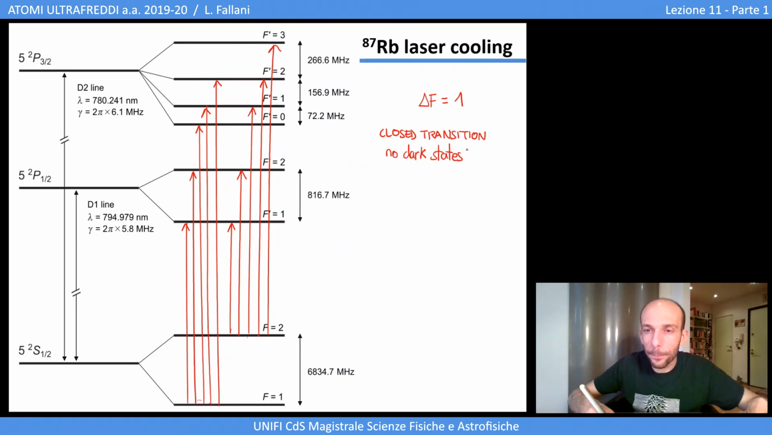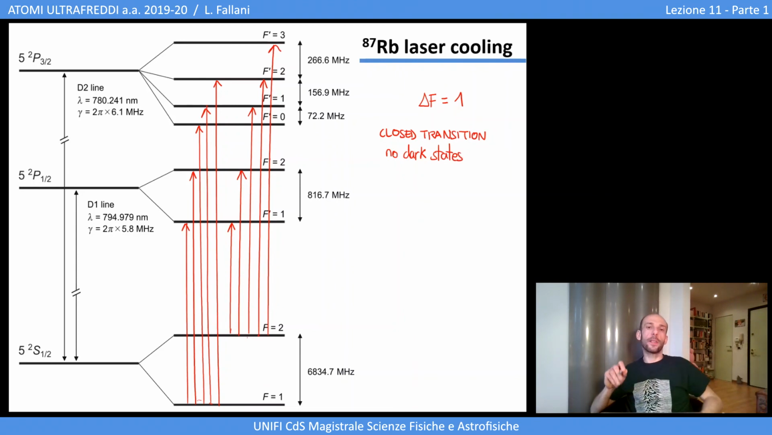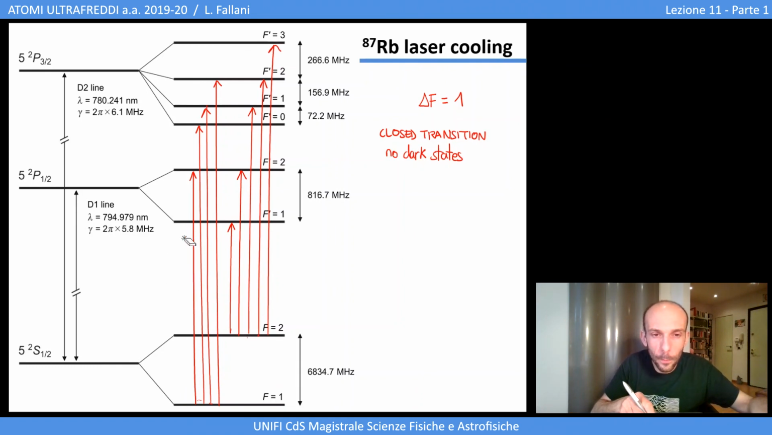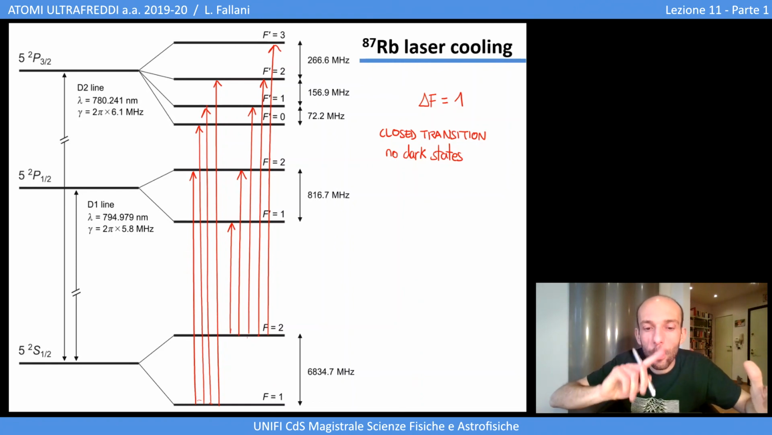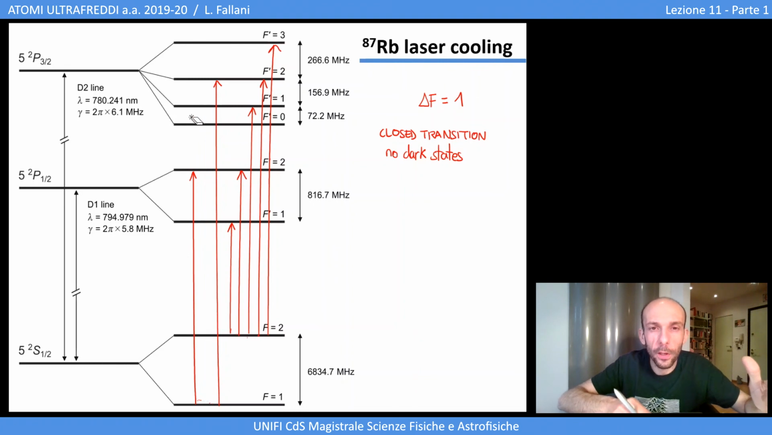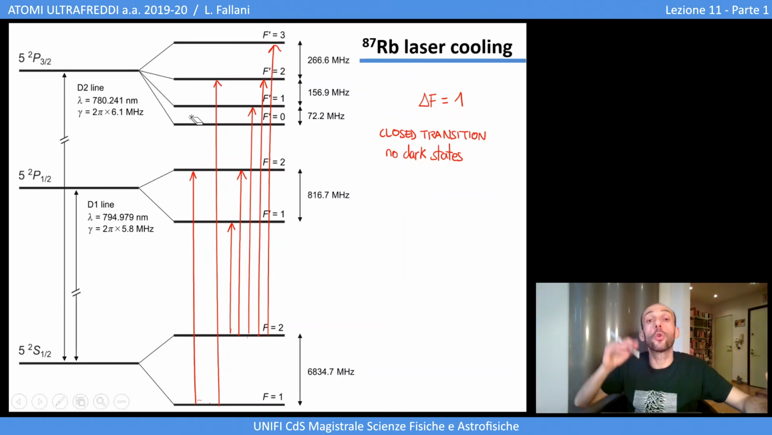So we can remove all the transitions which do not satisfy this selection rule. And so let me see. The first transition, we have to throw it away because this is 1 to 1. Then we have 1 to 2. 1 to 2 is okay. Then we have 1 to 0. No, it is bad, so this is open. And also 1 to 1 is open, so we cannot use that. 1 to 2 is okay.